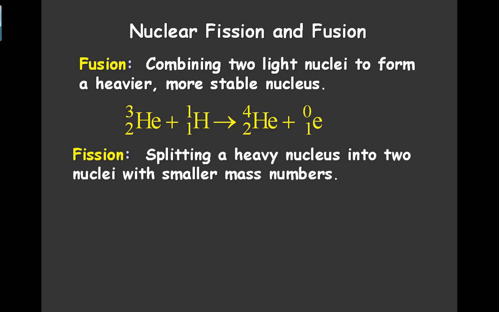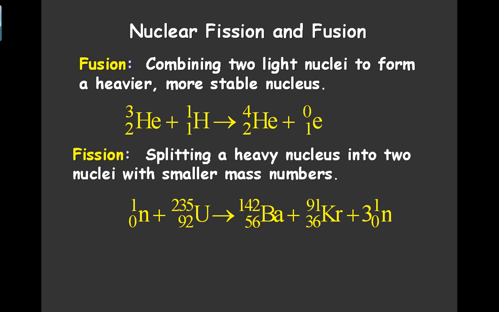So here's an example of fusion: a helium and a hydrogen coming together to form a larger, more stable helium atom. And then fission is bombarding a large element or atom like uranium with a neutron and actually splitting it into simpler isotopes, simpler atoms.